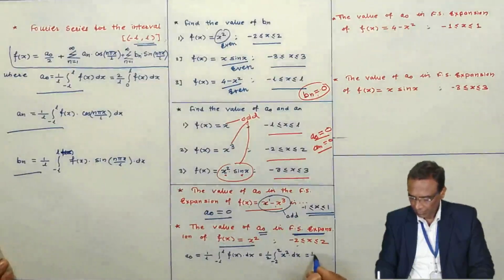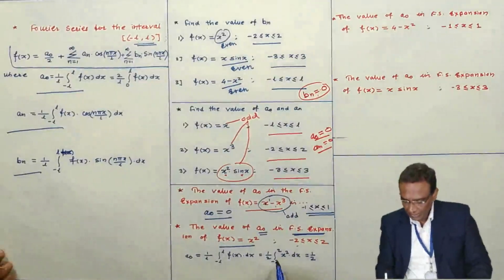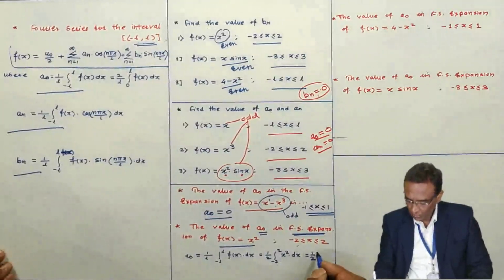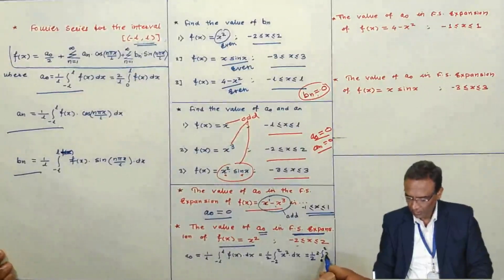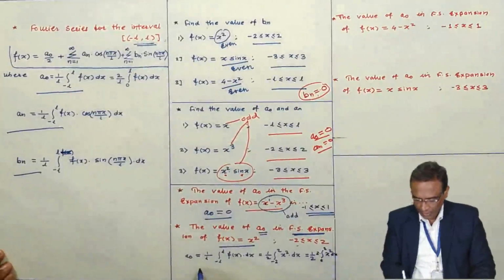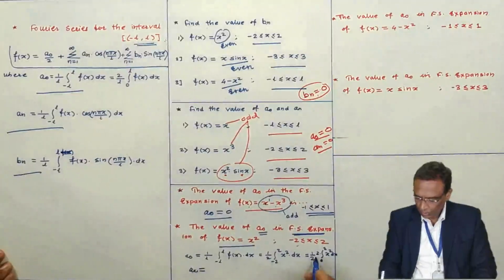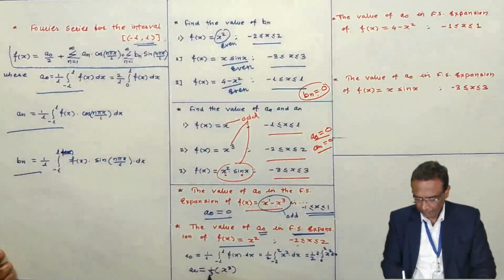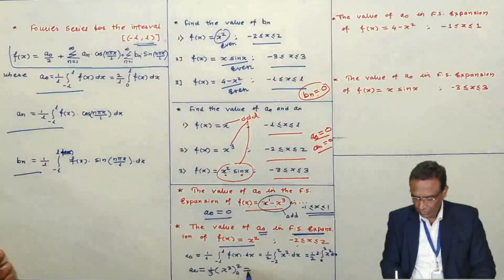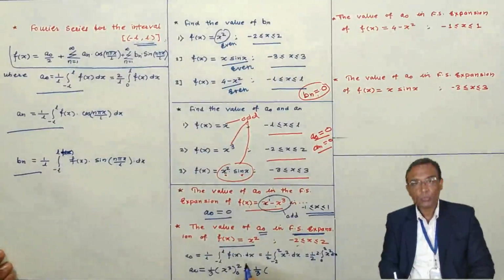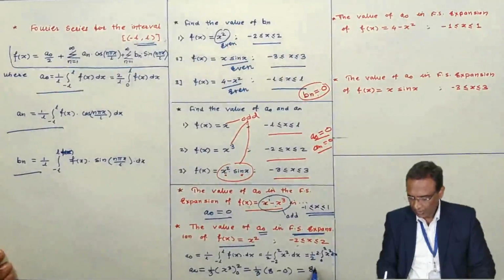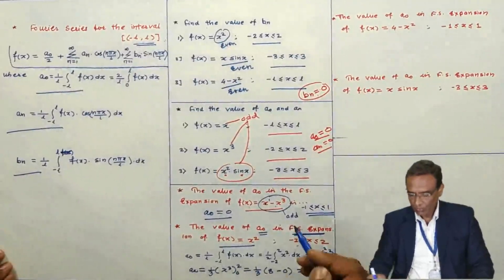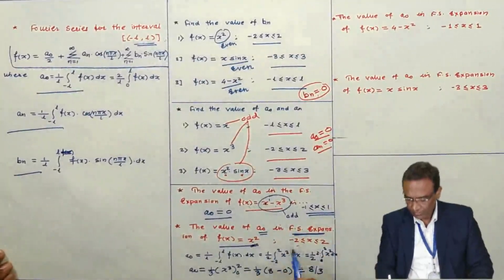Now 1 by 2, by the property of definite integral, for an even function from minus a to a, it is 2 times. Without using the property of definite integral, you can also solve it. The x square, and the 2 gets cancelled. Integral of x square is x cubed by 3, lower limit 0, upper limit is 2. Put x equal to 2, 2 cube is 8, and 0 cube is 0, so 8 by 3 is the value of A0 for this function in this range.